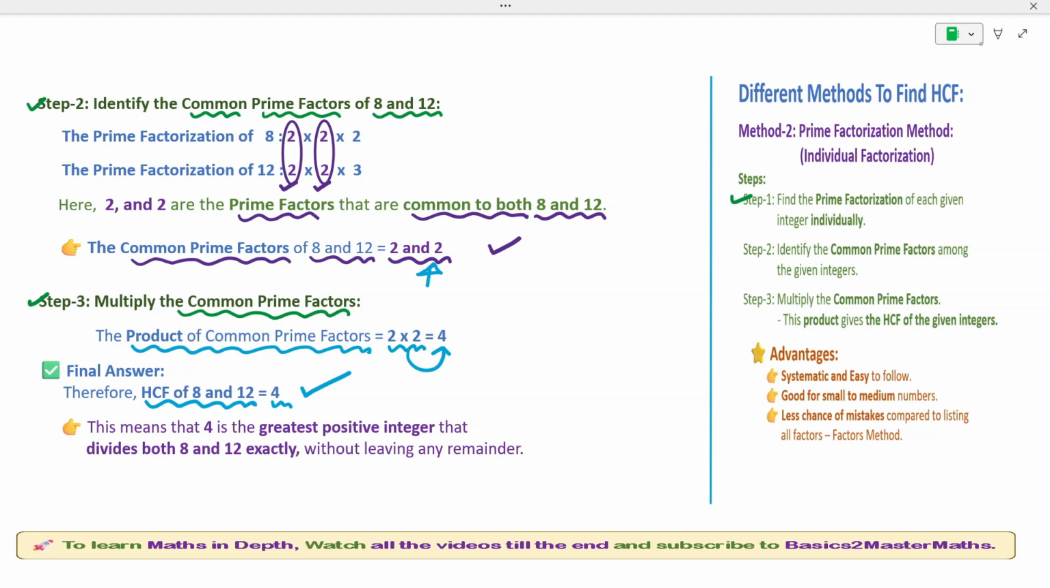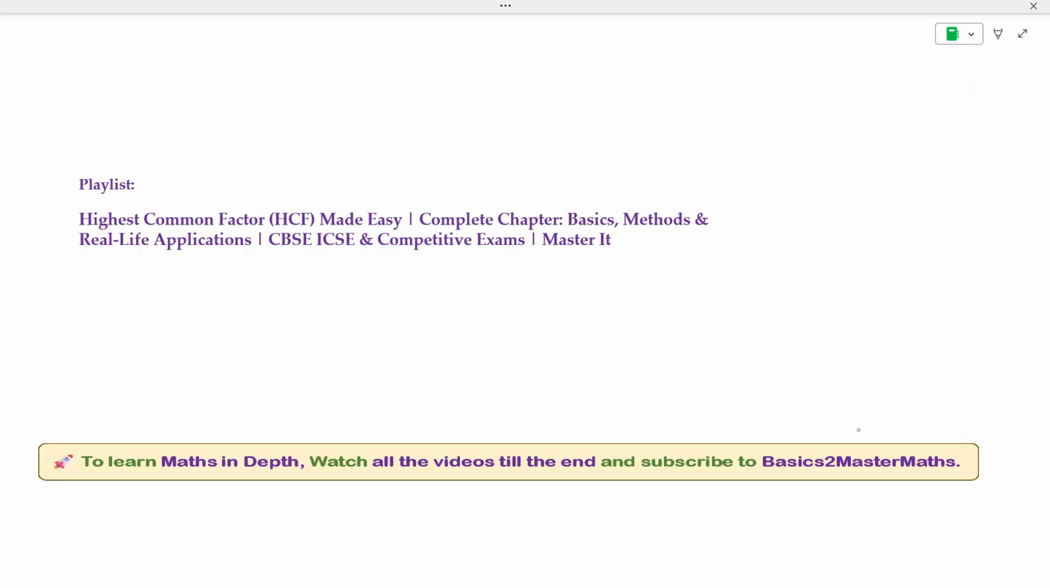Got it? This means that 4 is the greatest positive integer that divides both 8 and 12 exactly, without leaving any remainder. Got it?